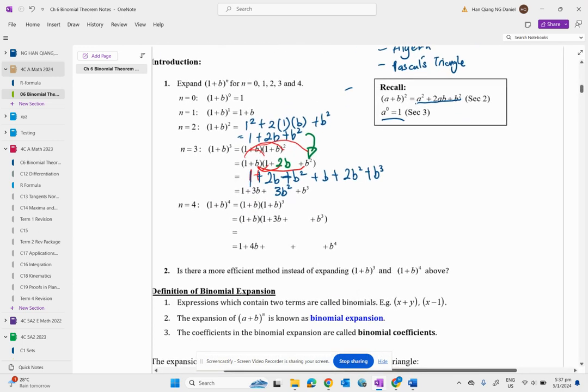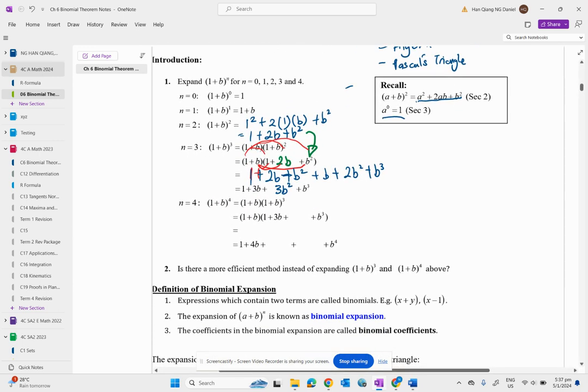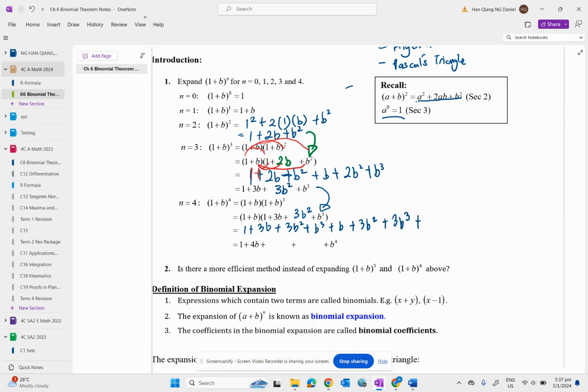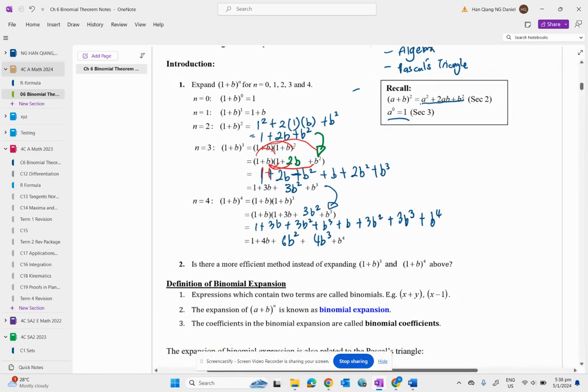Again, now when the power n is equal to 4, I will now bring in it is equals to 1 plus b times 1 plus b cubed. So I'll bring in this 1 plus b cubed over here. I expand by the rainbow method. This is what I'll get. Simplify it. So, don't you think it's really very tedious?